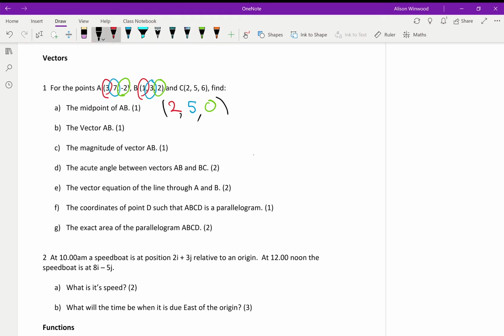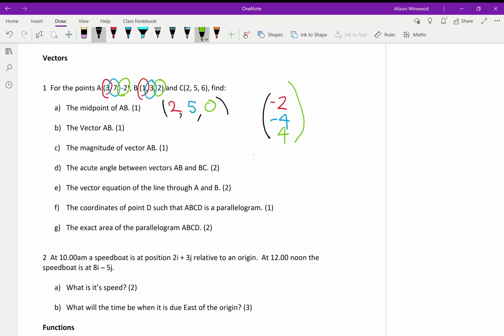The vector A to B. How do I get from 3 to 1? Well, I subtract 2. How do I get from 7 to 3? I need to subtract 4. And how do I get from negative 2 to positive 2? I need to add 4.